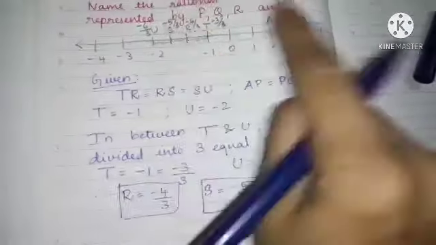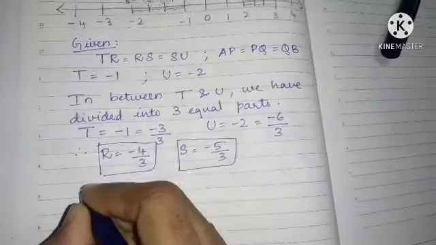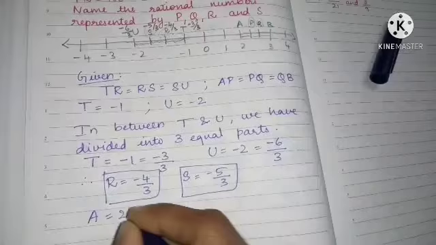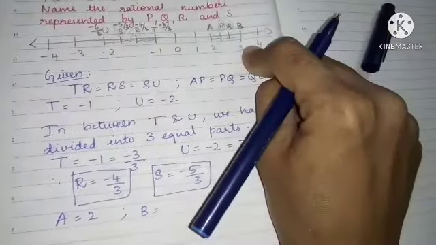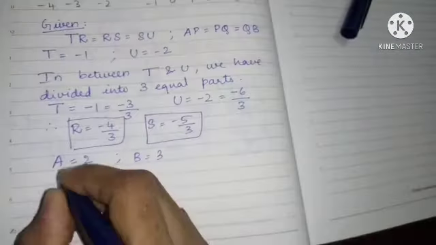Now we have found this. Now we can go to this P and Q. So what is there? A is equal to what, children? 2. B is equal to what? 3. So in between this A and B, we have divided into 3 equal parts.